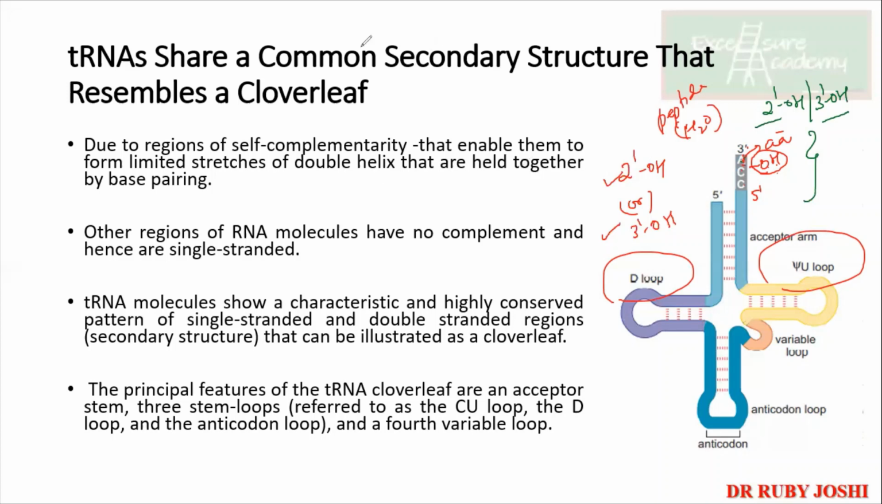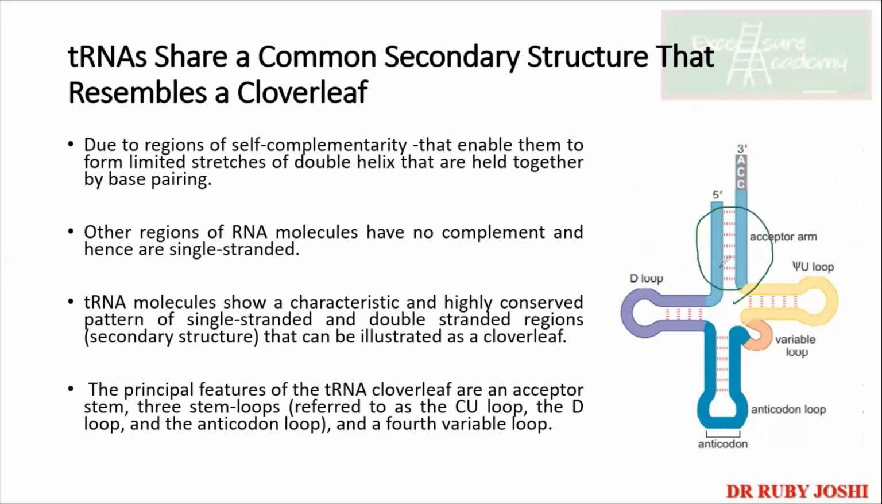So the tRNAs share common secondary structural features that resemble a clover leaf. Now, due to regions of self-complementarity, if you see the structure of the tRNA, you can see these dotted lines. What do these dotted lines represent, Tanvi?